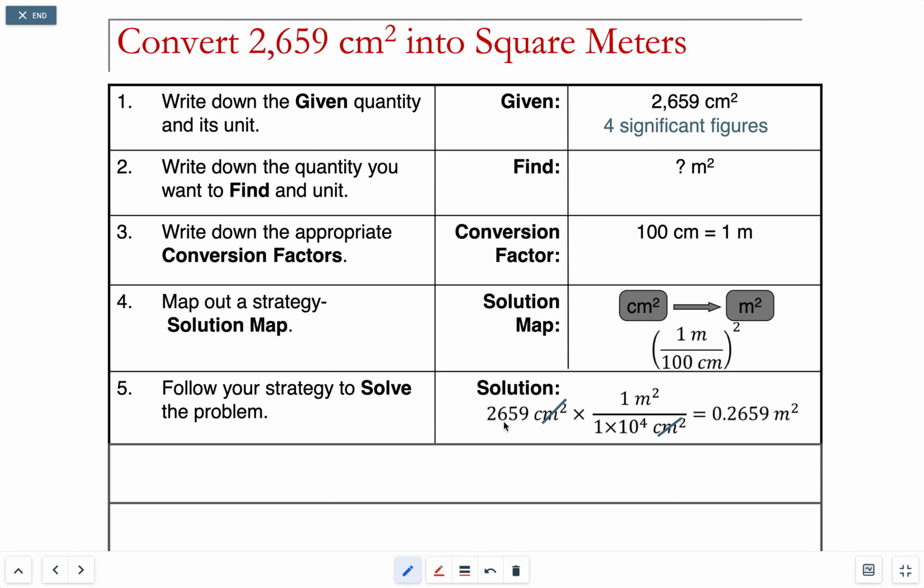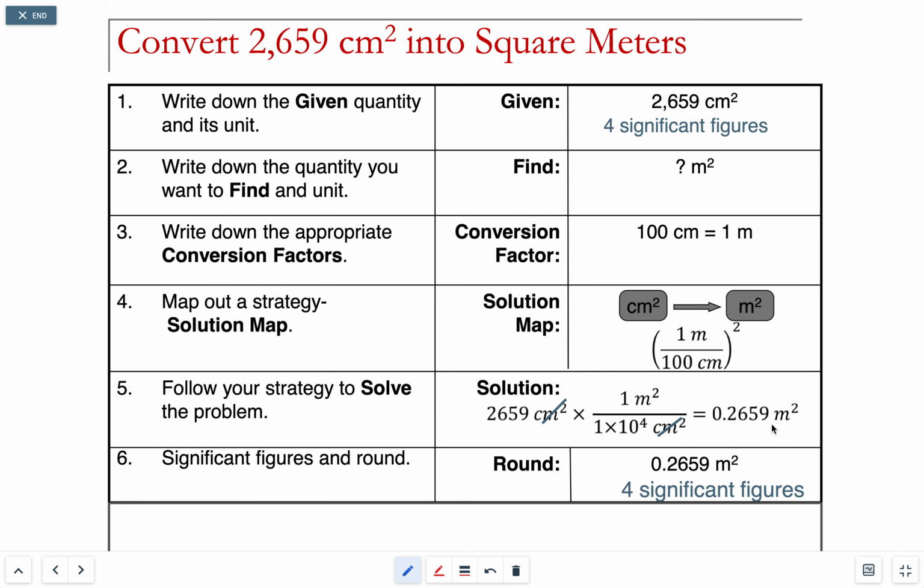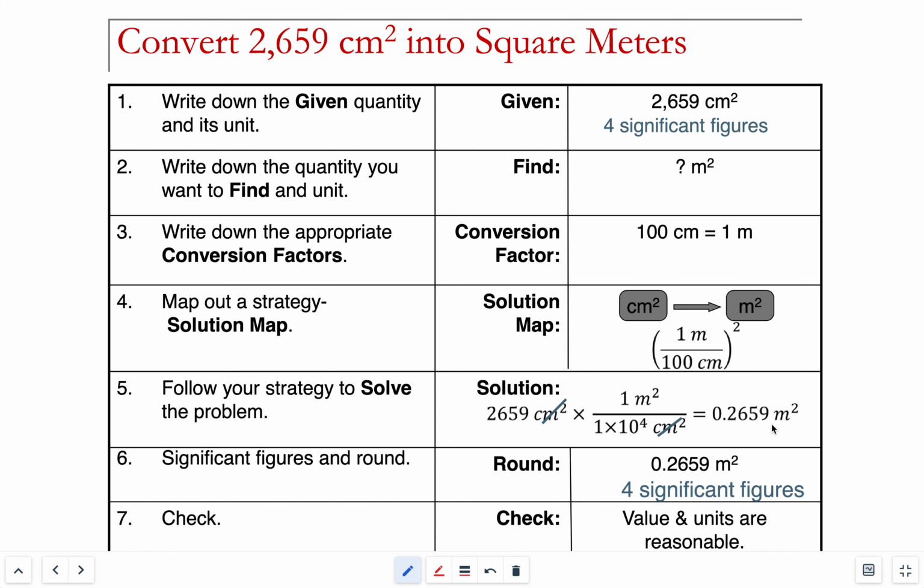You put in 2,659 and divide by 10,000, or 10 to the fourth power, you get 0.2659 square meters. Now, in terms of significant figures, this is an exact relationship, so none of these values enter into our thinking for significant figures. We have 4 here, so we need to report 4 in our final answer. Both the value and the units are reasonable.